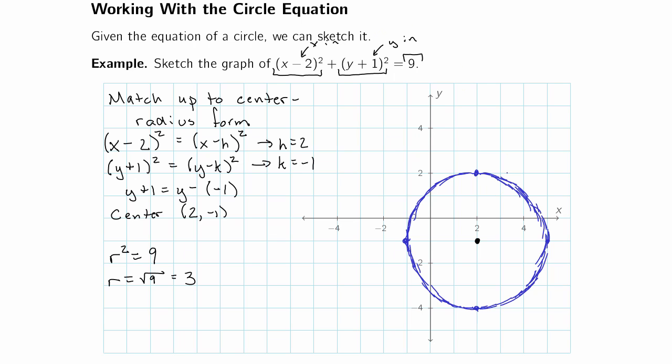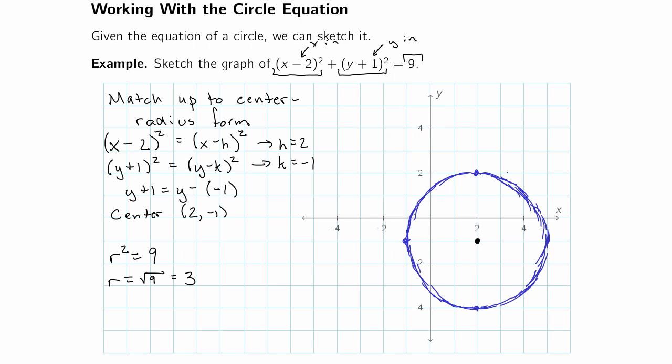Notice, by the way, this is not a function, right? It fails the vertical line test. 2 different y's give us the same x in many places. And that's to be expected because we have a y squared. If we were to try to solve this for y, we would end up with a plus or minus in our solution, which we can't have within a function. 2 different y's going with the same x.